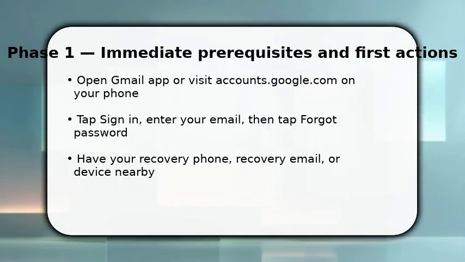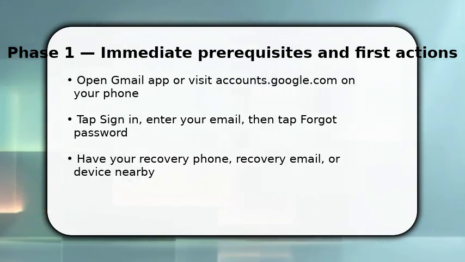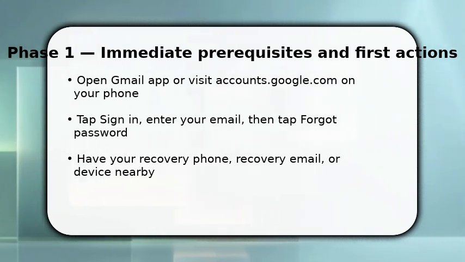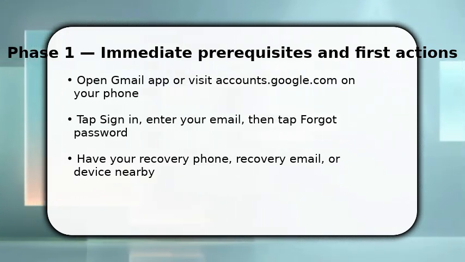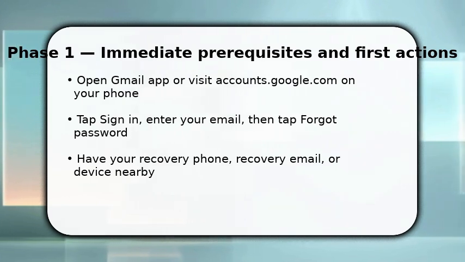You begin by opening the Gmail app or a browser on your phone. Enter the email address you can't access and tap Forgot Password. Make sure your device is online and that you have access to the recovery phone number or email tied to the account. You do this now so verification options appear quickly.